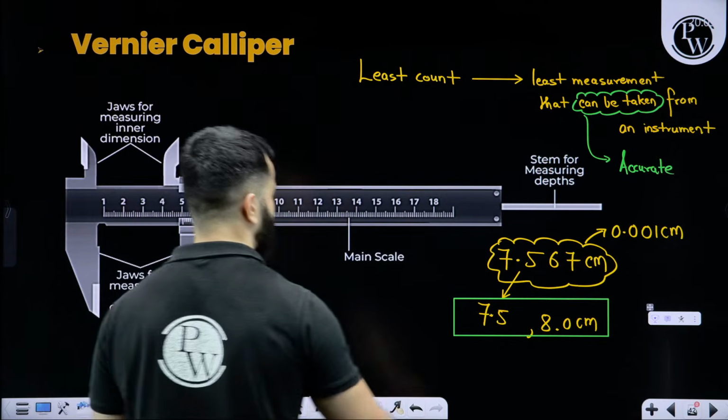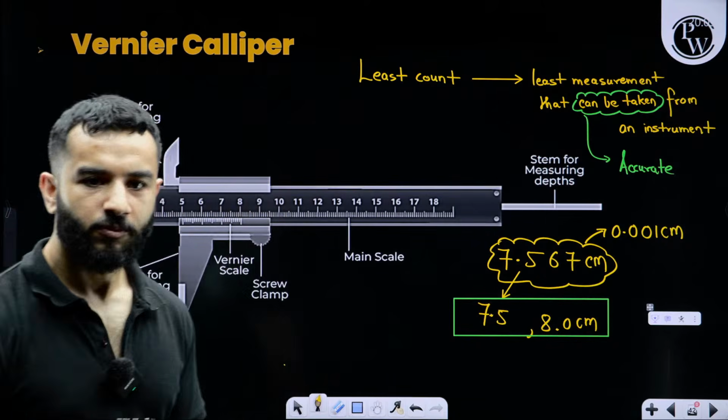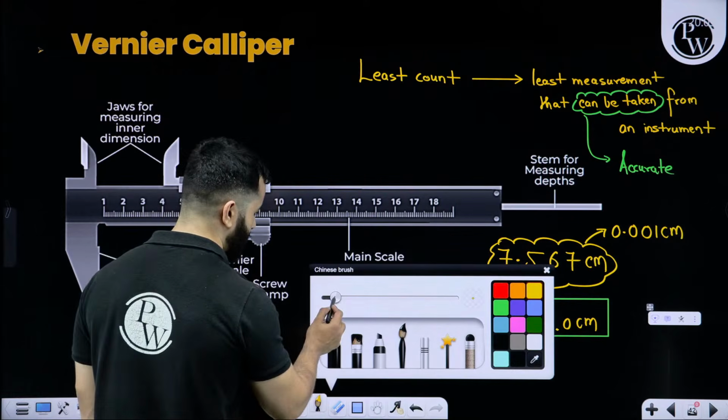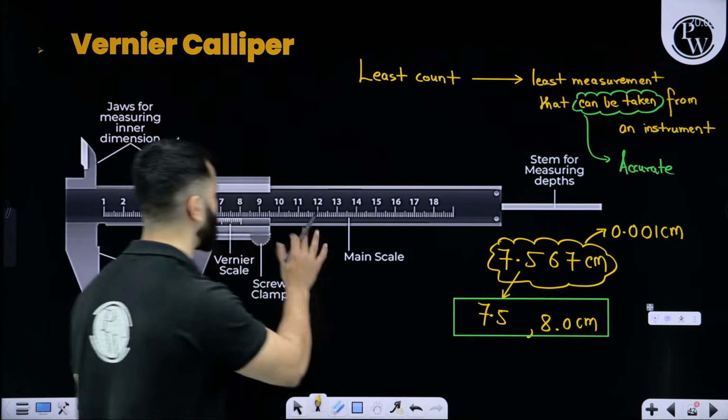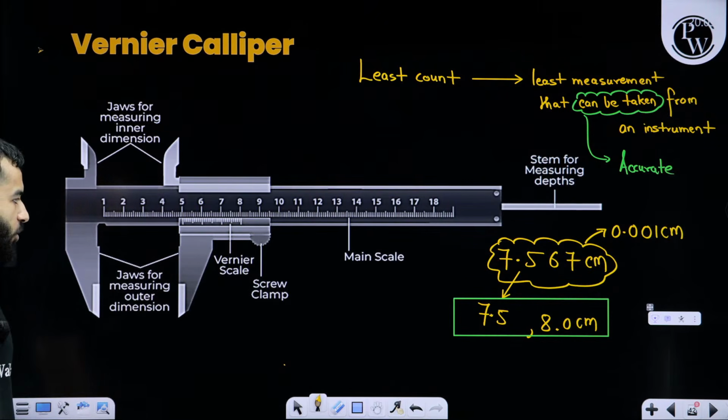whereas the actual reading is 7.567. The actual reading is going to be 7.567, right? So that's why we are going to use a screw gauge or vernier caliper. First, let's talk about screw gauge.